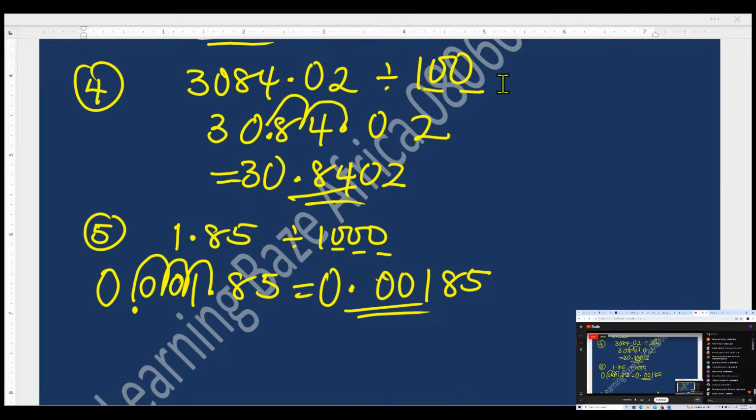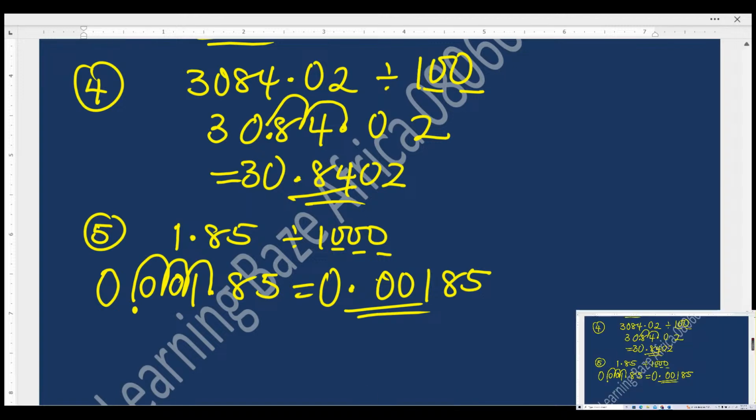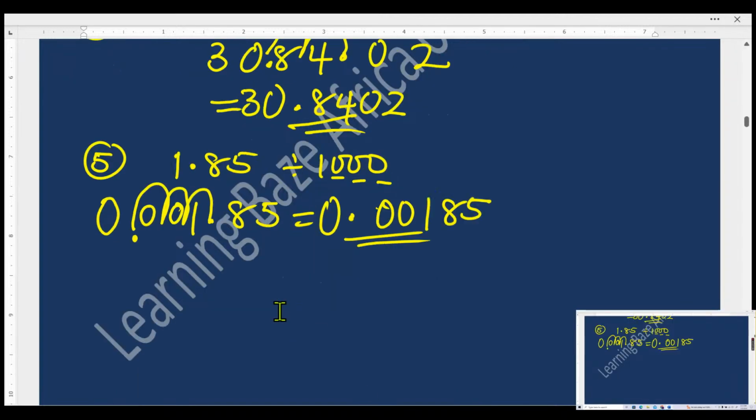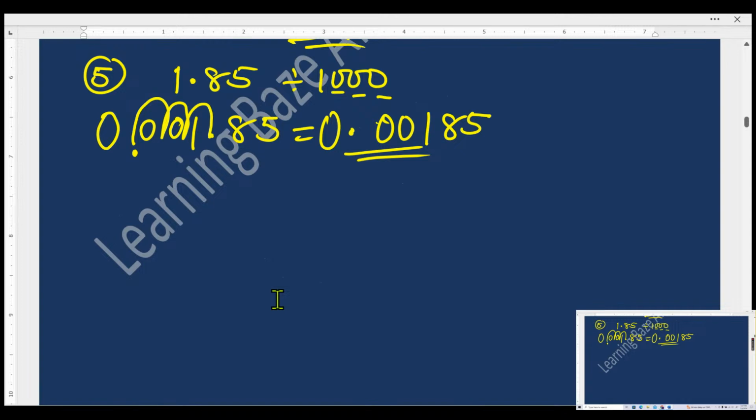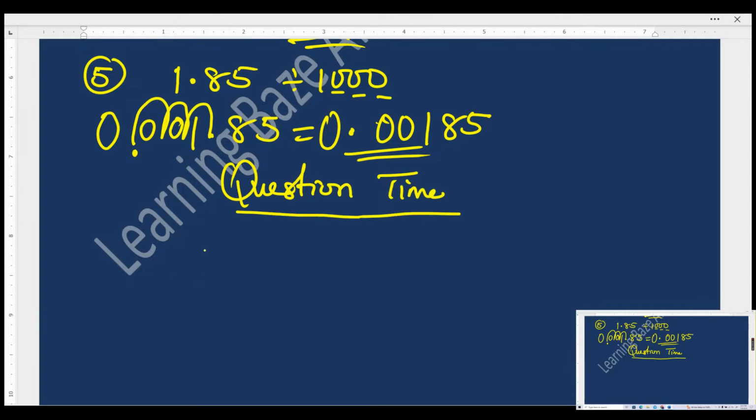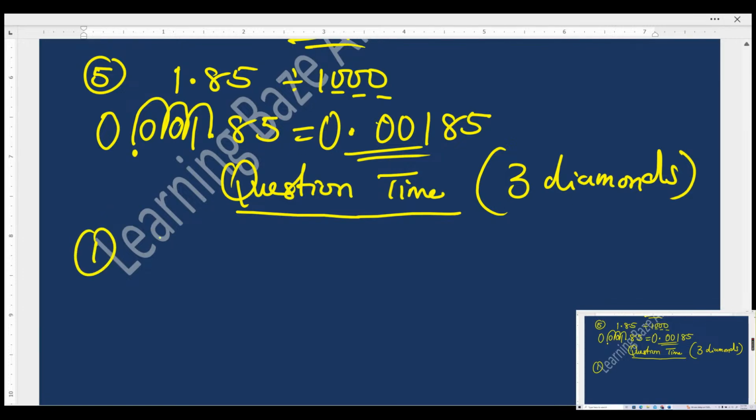All right. So now it is question time. At Learning Base Africa, during question time, we know it is stars time or diamond time. So it is question time, and one question will give you 3 diamonds. You get one question right, you have 3 diamonds. So it is 3 diamonds per question. Now, this is the first question. You have to pay attention to my screen.